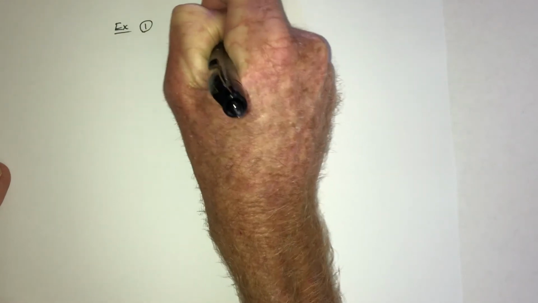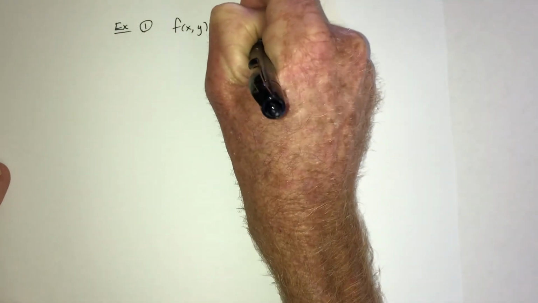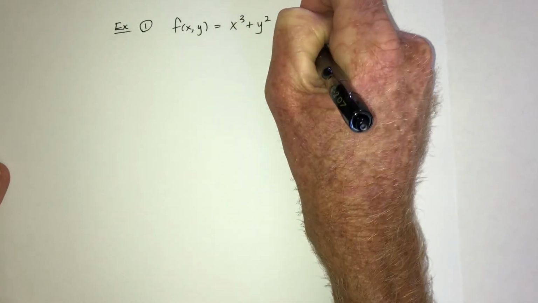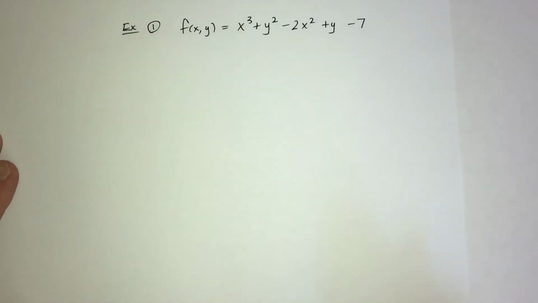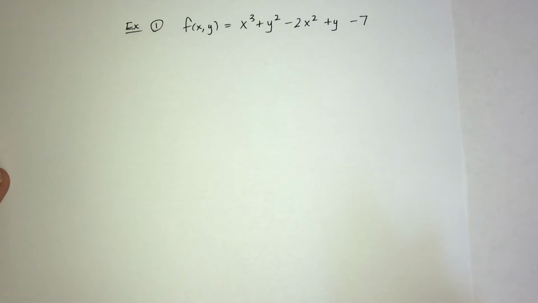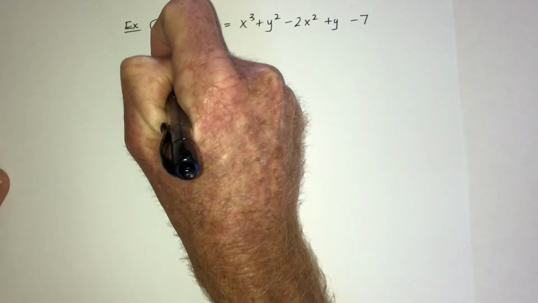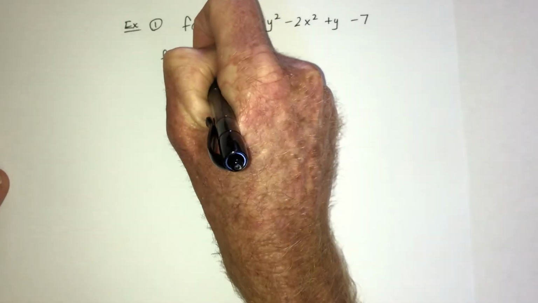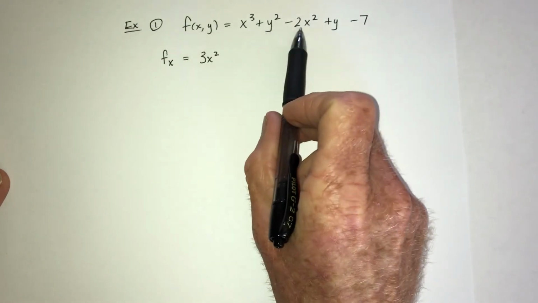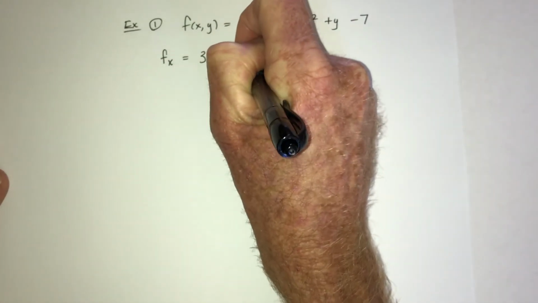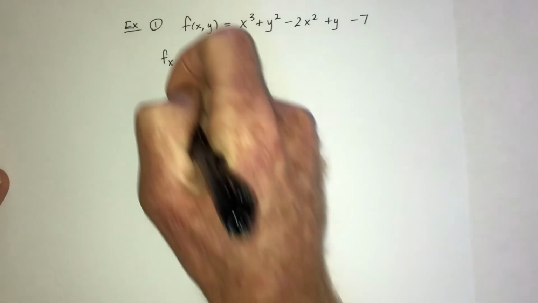So for example number 1, the function is x cubed plus y squared minus 2x squared plus y minus 7. First things first, take the derivatives, set them equal to 0. So the derivative with respect to x will be 3x squared. The derivative of this is going to be 0. This is going to be minus 4x. Now take that derivative and set it equal to 0.